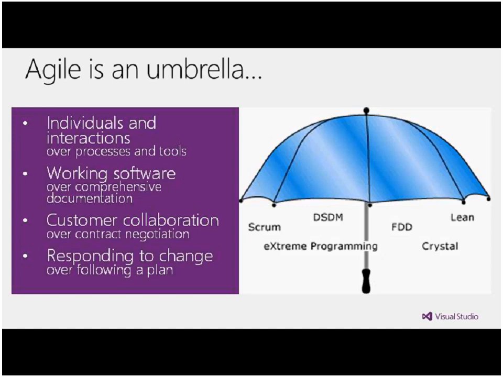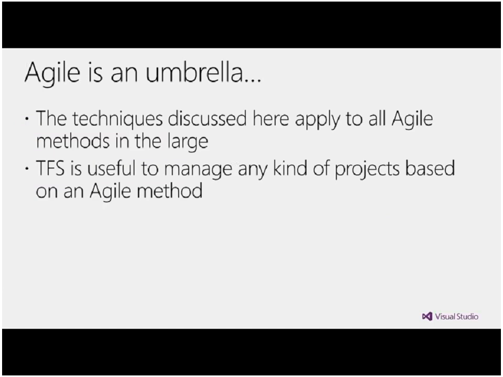So whenever I talk about a specific technique here, I'm going to be using the Scrum template as a demo. Those apply to all Agile methods in the large. Sometimes it's just a matter of nomenclature, and sometimes it's different in processes and the way that you structure things. But the essential ideas are there. TFS is useful to manage any kind of project based on an Agile method, and all the process templates that come with TFS are Agile.